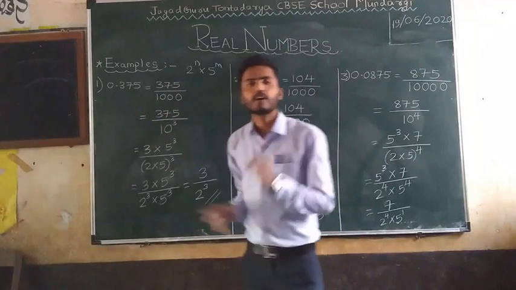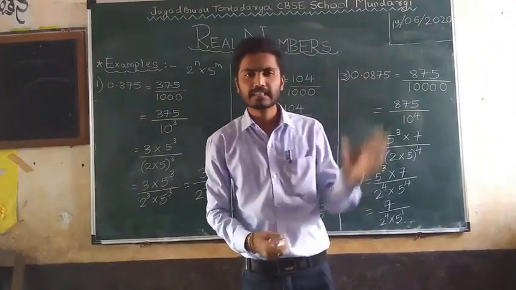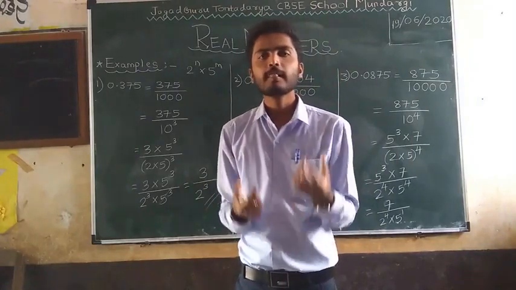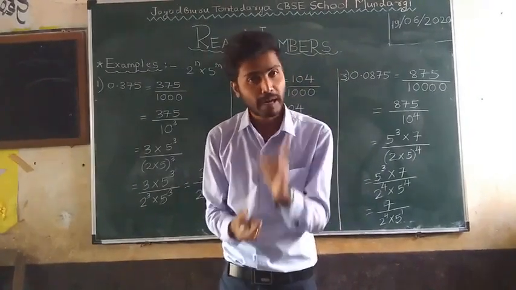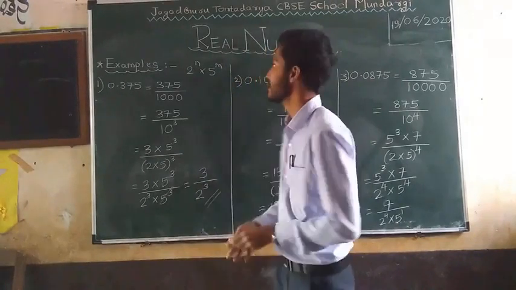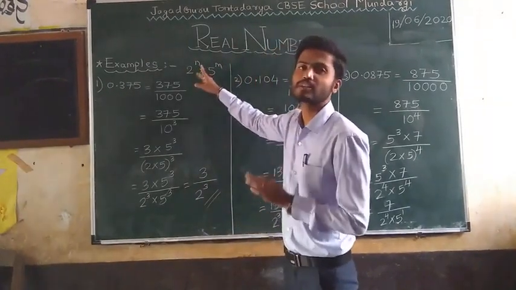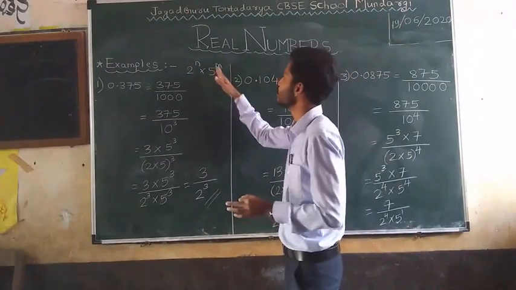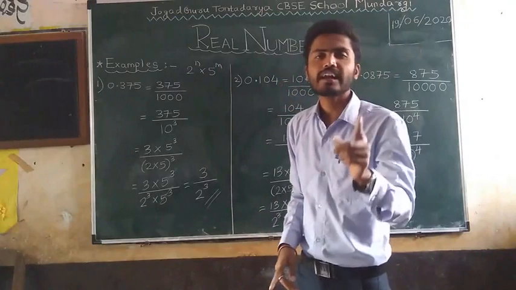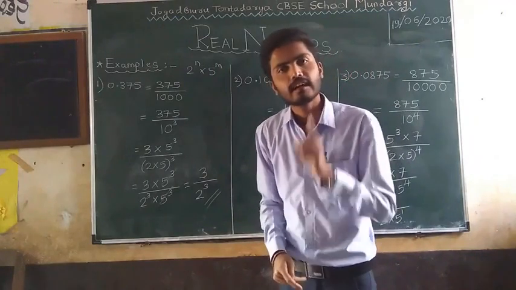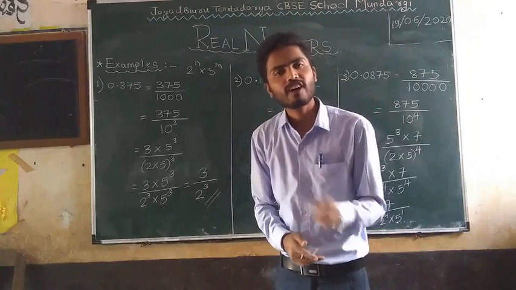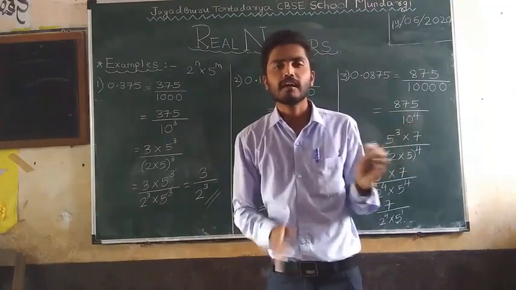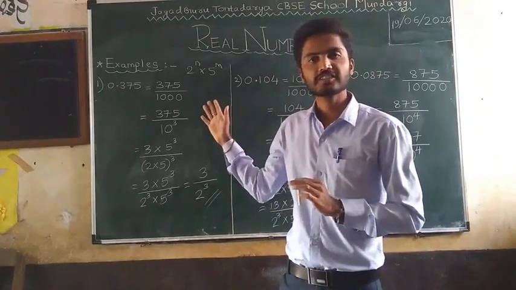If in the denominator a particular number is given, say 5 divided by 5 lakh, the denominator is 5 lakh. Now if the denominator, when prime factorized, comes in the powers of 2 raised to n into 5 raised to m, then we are 100% sure that it is a rational number. If not, it is an irrational number. I hope this session is clear.